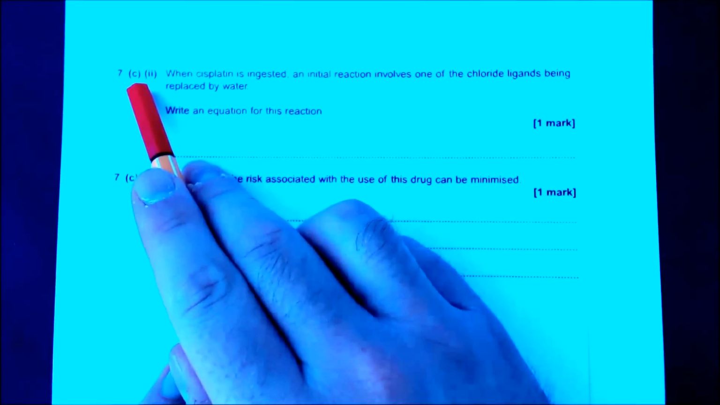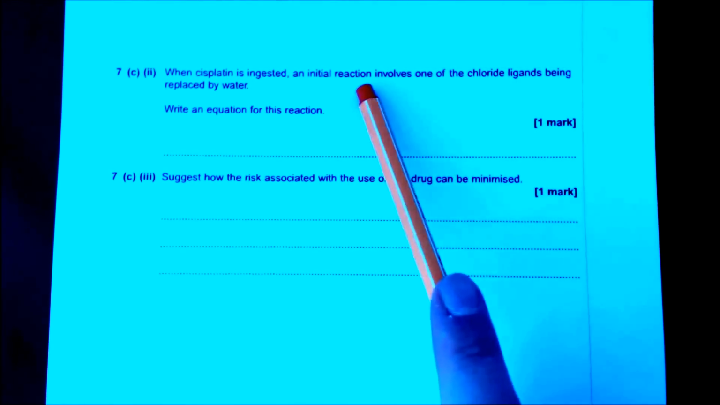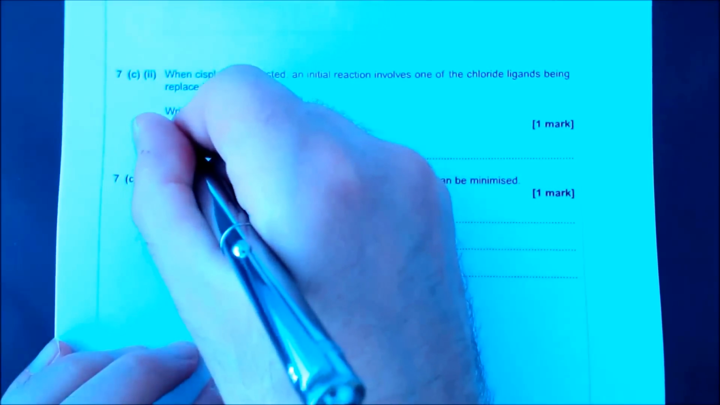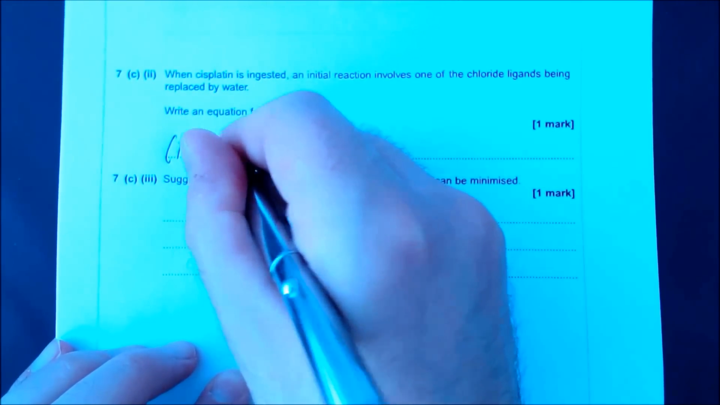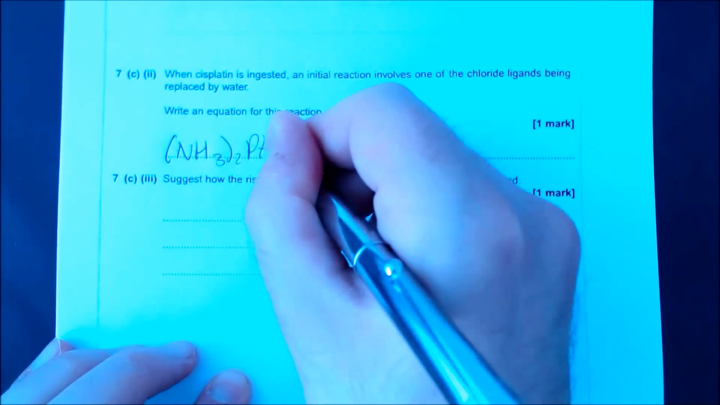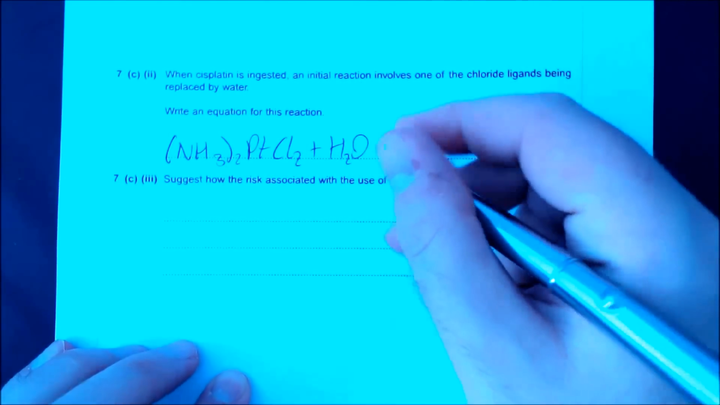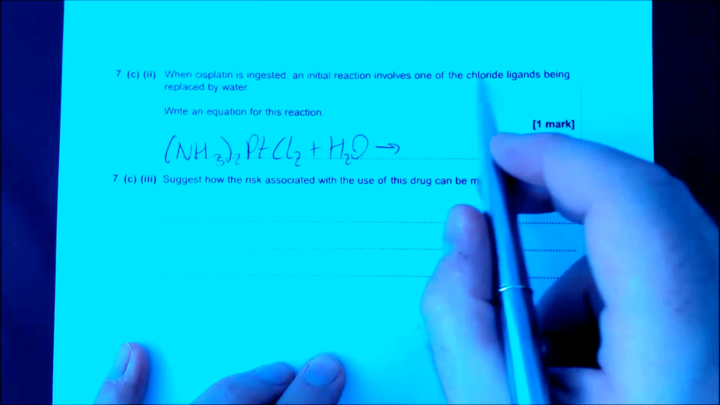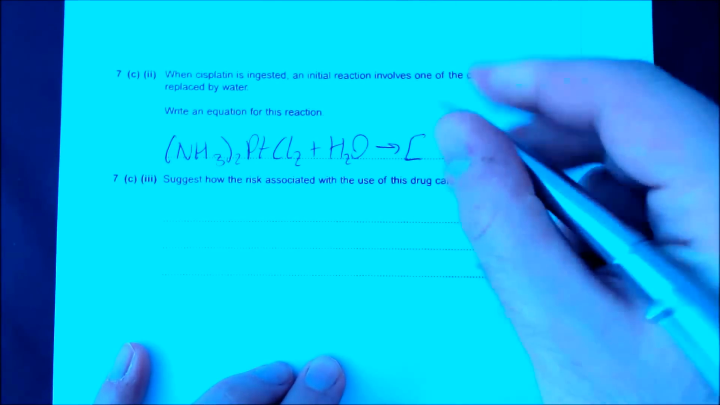So if we have a look at the next one, this is C part 2. It says, when cisplatin is ingested, an initial reaction involves one of the chloride ligands being replaced by water. Write an equation for this. Right, okay, so we're going to draw our cisplatin. So that's (NH3)2PtCl2. We're going to react that with water. What it's going to do is replace a negative chloride with a neutral water. So the charge of the complex is actually going to change.